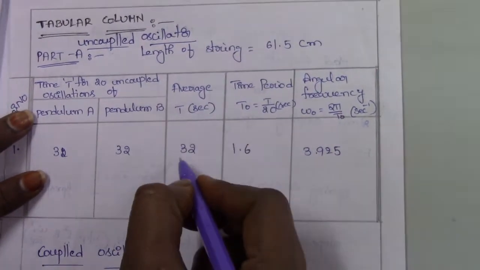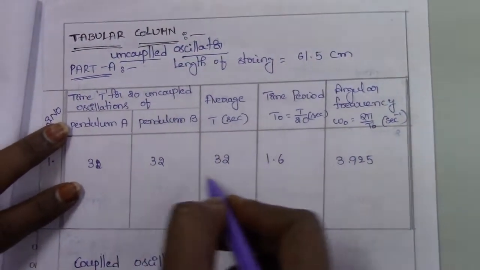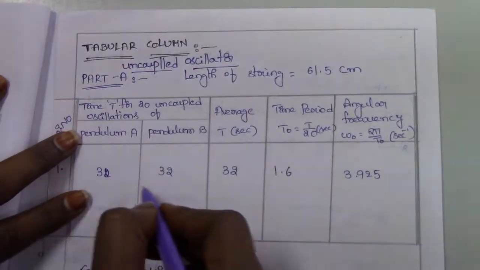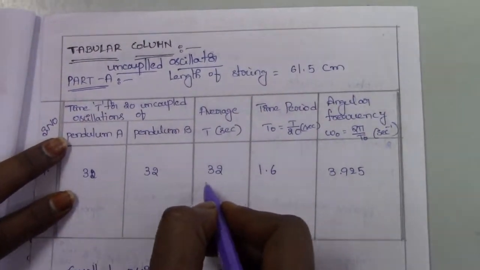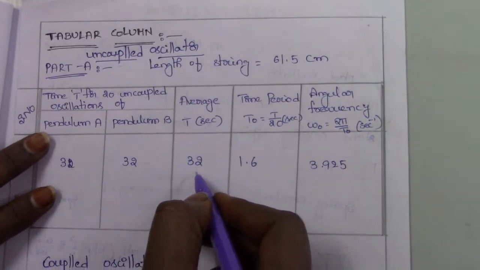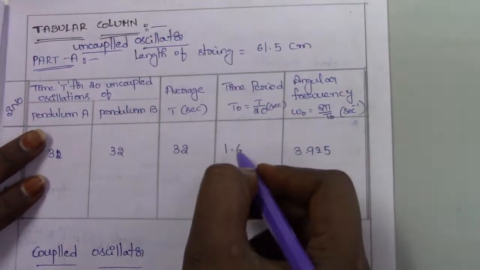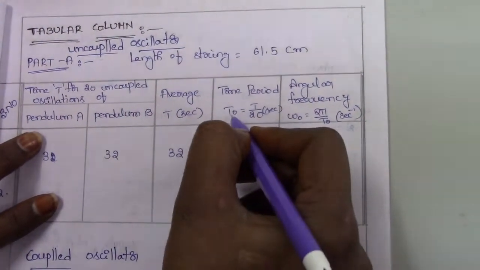So now I need to calculate the average time period. Anyways, both are the same now, 32. You may get approximate values for both the pendulums. I got the same, hence the average is also 32. Now I have just done T by 20. I got 1.6 as my T naught.